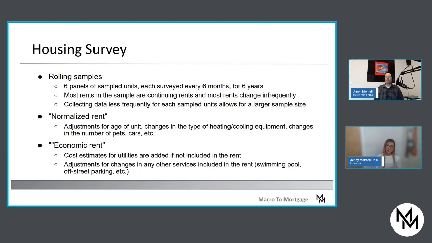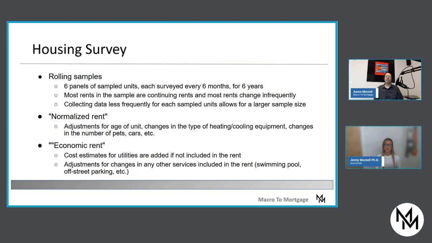So normalized rent adjusts for the age of the unit, changes in the type of heating or cooling equipment, changes in the number of pets and cars, etc., because that can change how much someone has to pay in terms of pet fees and parking spaces and stuff like that. So they get them all on an apples to apples basis.